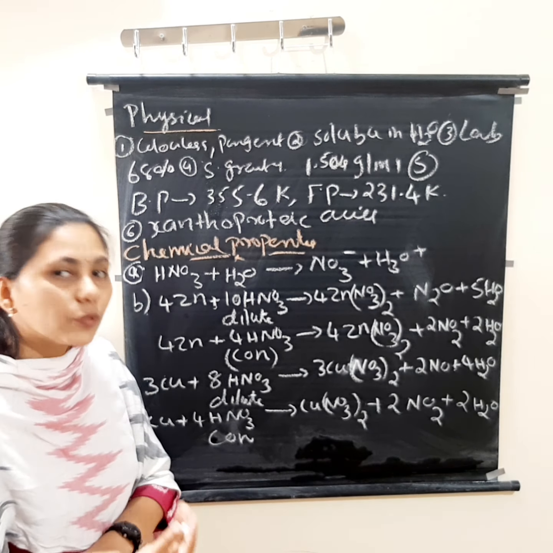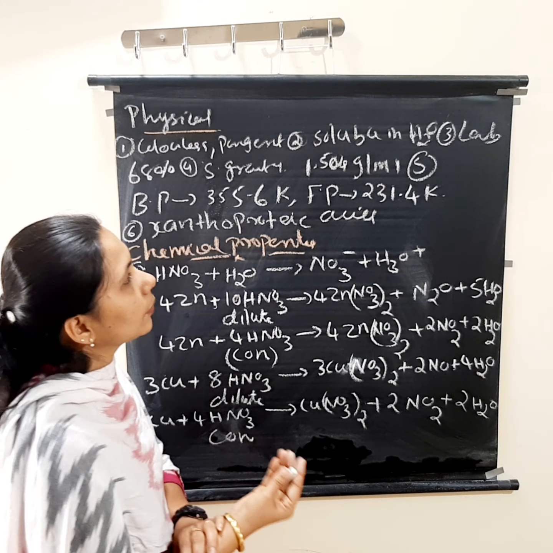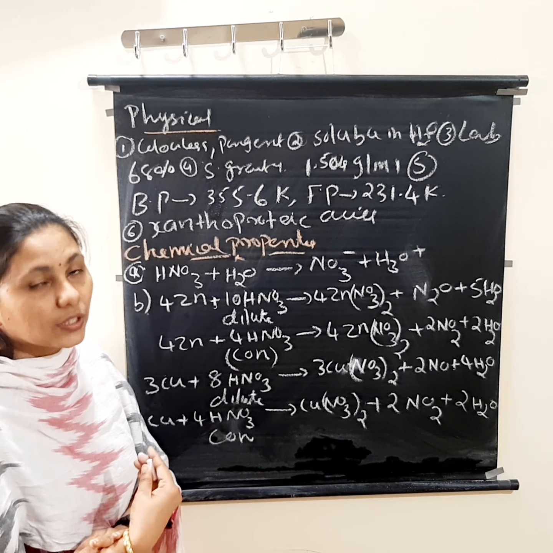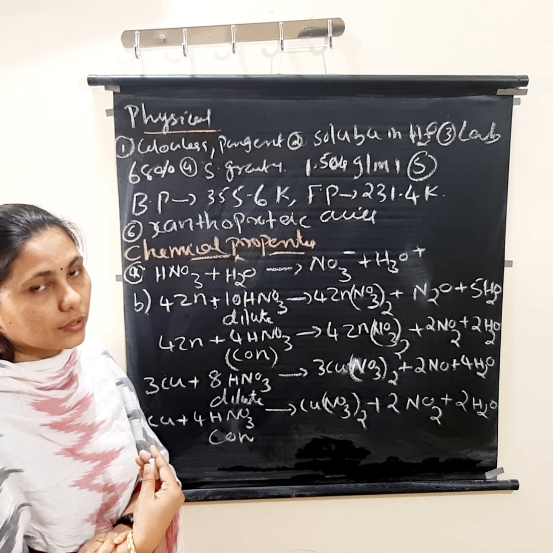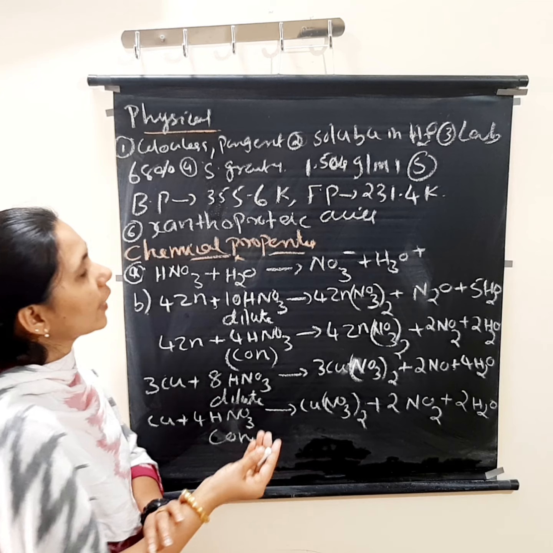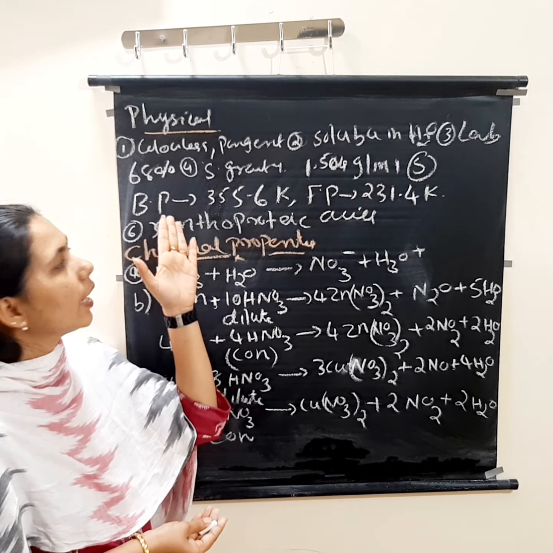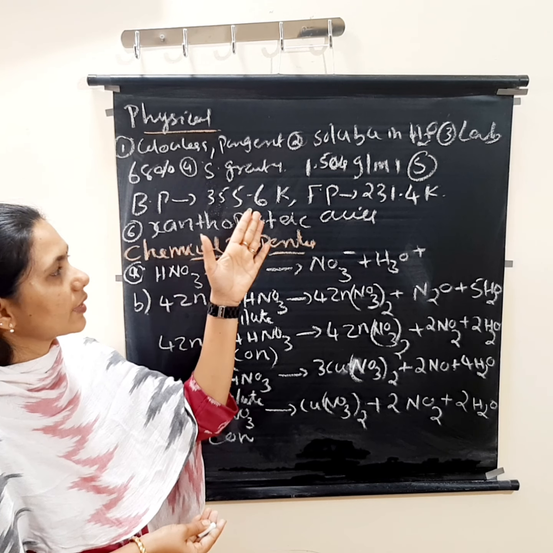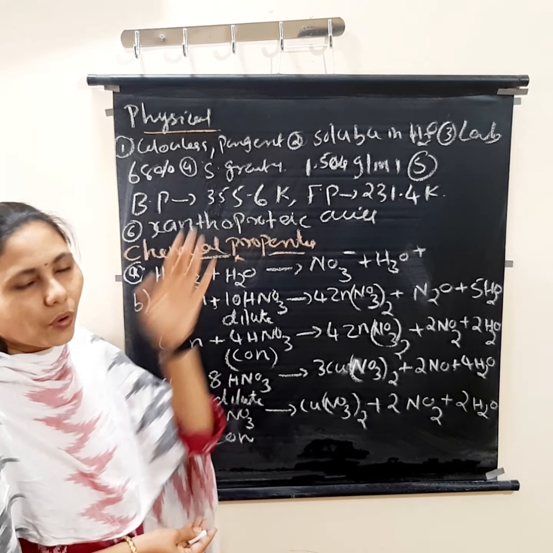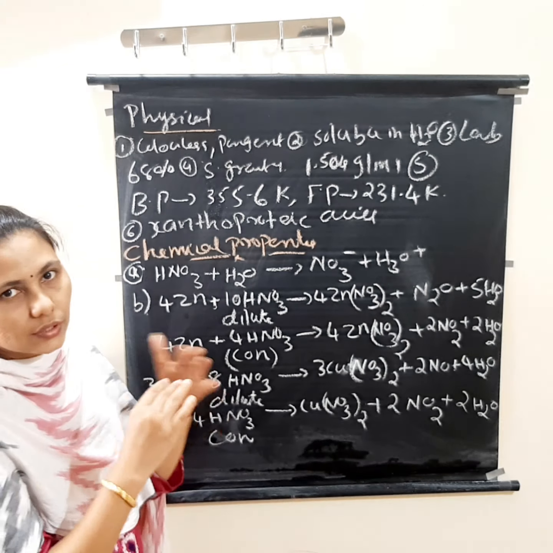Usually nitric acid is colorless and has a pungent odor. It is highly soluble in water. In the lab, the concentration of the nitric acid we are using is 68% by mass. 68% is nitric acid and the remaining is water. The specific gravity is 1.504 gram per milliliter, the boiling point is 355.6 Kelvin, and the freezing point is 231.4 Kelvin. These points need not be learned by heart. Just know these are the physical properties.